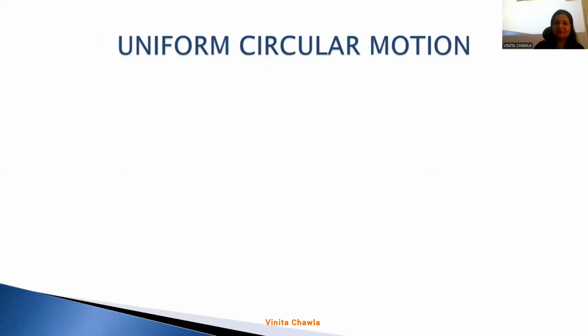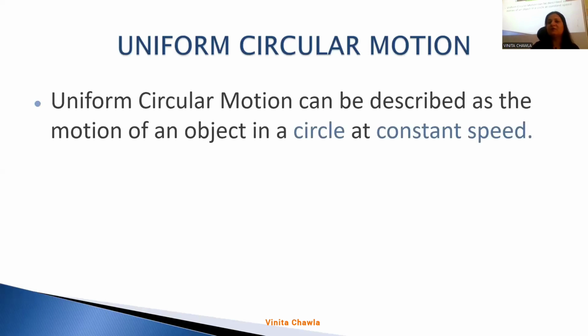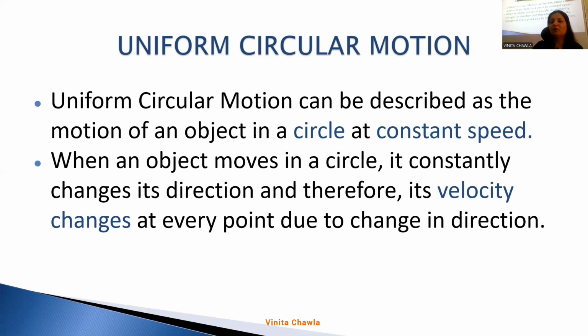Okay, please write this. So uniform circular motion can be described as the motion of an object in a circle at constant speed. ठीक है, तो यूनिफॉर्म सर्कुलर मोशन में वी आर कंबाइनिंग दीज टू टर्म्स, यूनिफॉर्म मोशन एंड सर्कुलर मोशन. Uniform motion implies constant speed. Circular motion means the object is moving in a circle. So if the object moves in a circle at constant speed, then the motion of the object is called uniform circular motion. But when an object moves in a circle, it constantly changes its direction.